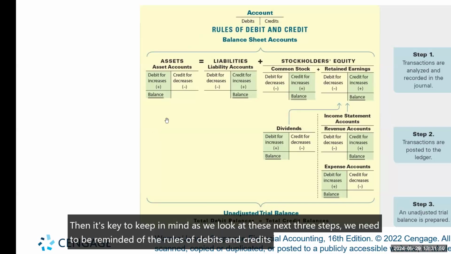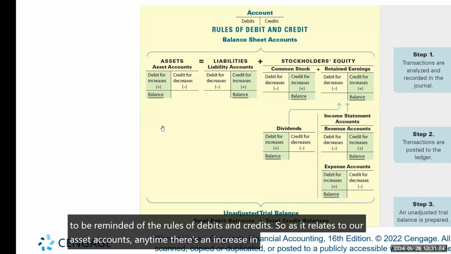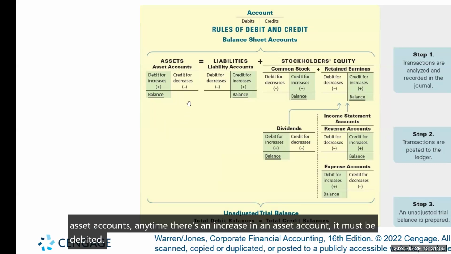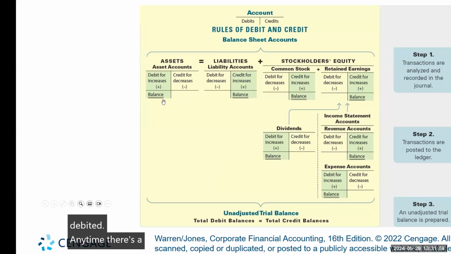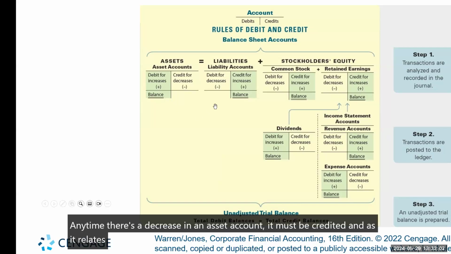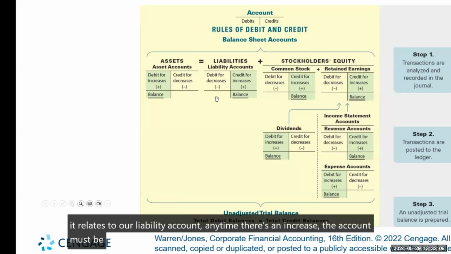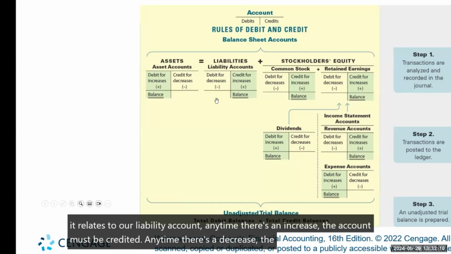So as it relates to our asset accounts, anytime there's an increase in an asset account, it must be debited. Anytime there's a decrease in an asset account, it must be credited. And as it relates to our liability accounts, anytime there's an increase, the account must be credited. Anytime there's a decrease, the account must be debited.